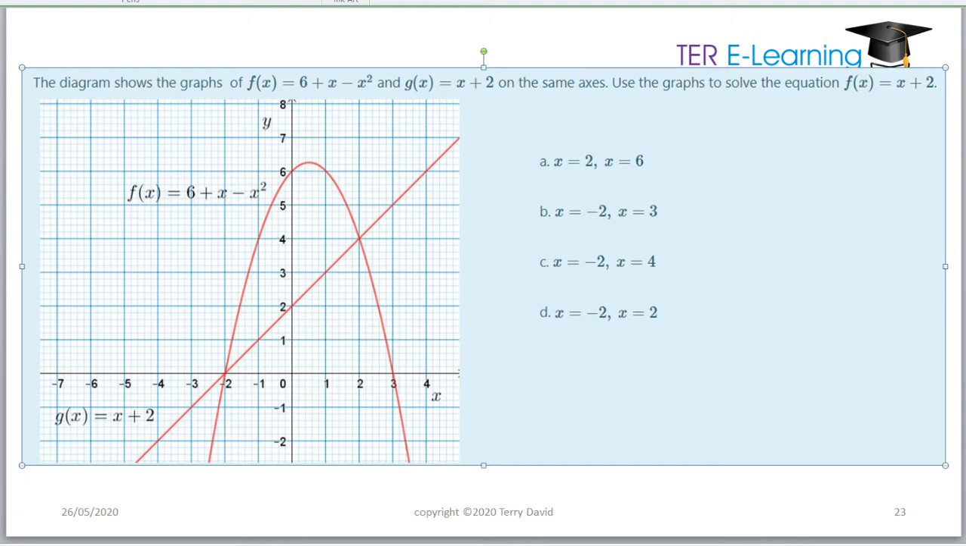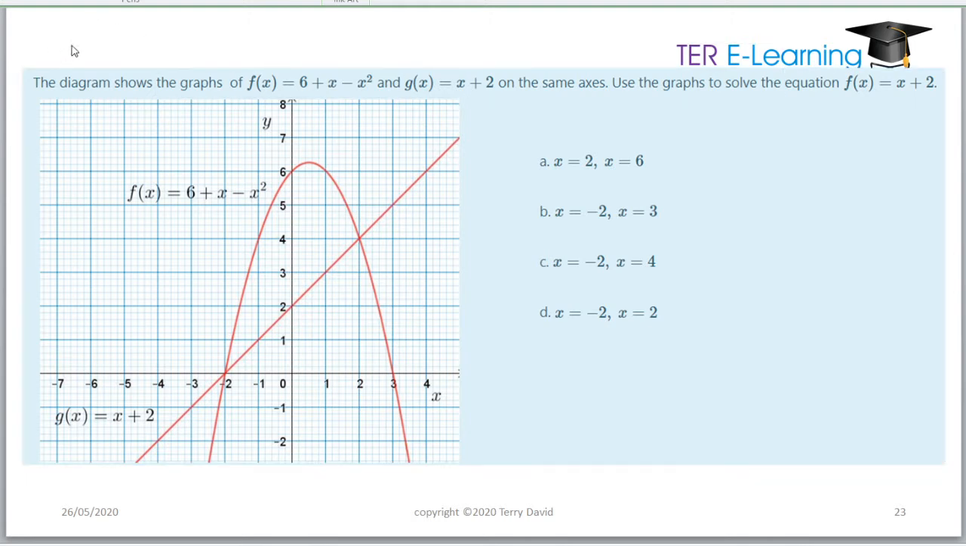All right, so I'm seeing everybody saying D. Let's see. All right, so what do we have here? The diagram shows two graphs. We have this and we have this, right? On the same axis, right? Using graphs to solve f of x equals x plus 2.